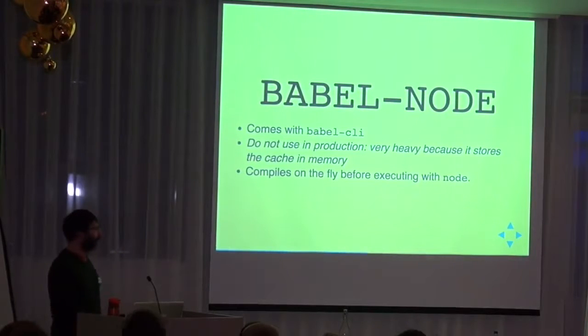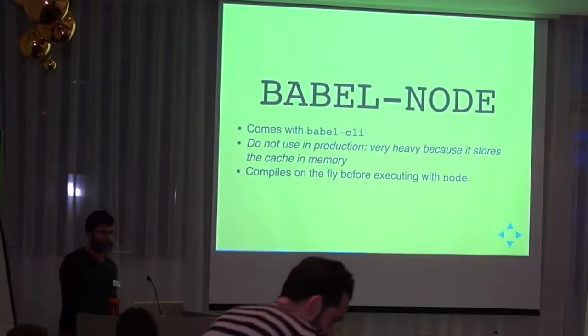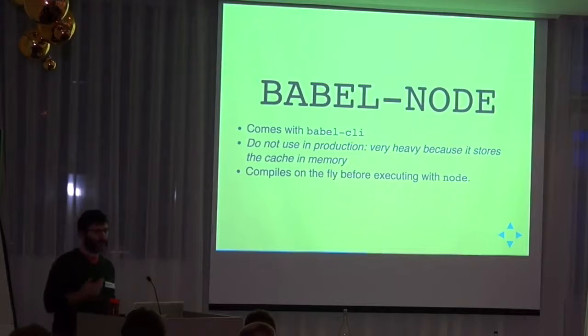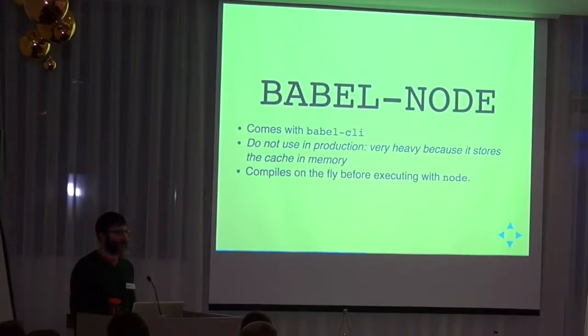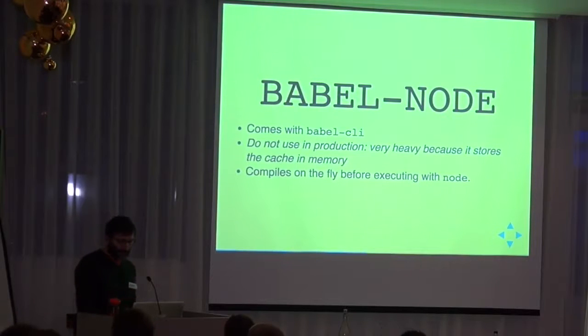Finally, Babel Node is an add-on that comes with Babel CLI. You should not use it in production because it's storing the object cache in memory and compiles on the fly before actually executing Node on the script. But it's very useful if you want to try some ES6 or JSX sources without compiling, etc. It's very handy for testing things out. It's very slow, so you will wait for a few seconds before a very complex source file is executed with Node.